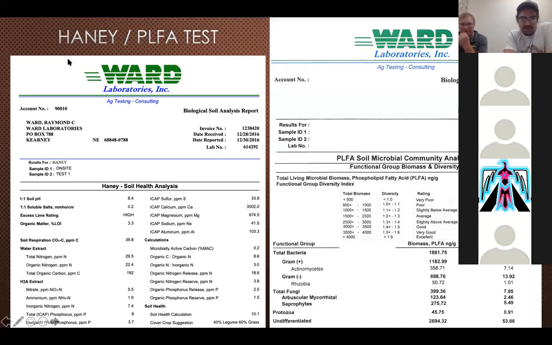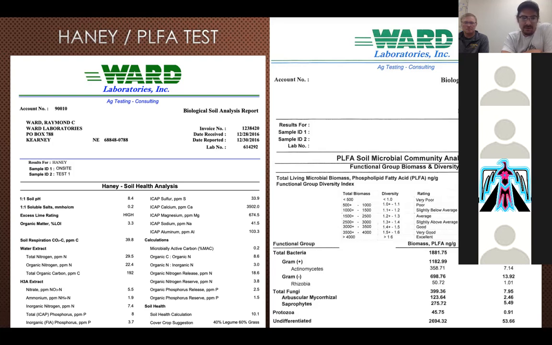So this one, the Haney test, goes into what's called a phospholipid fatty acid test. And the one on the right shows that anything over this 4,000 number is excellent. So this farmer here has pretty good soil, and what it's doing basically is just testing the microbial activity, the microbial community, and it's actually just weighing it out. So you can see how active those microbes are. That is the PLFA test.